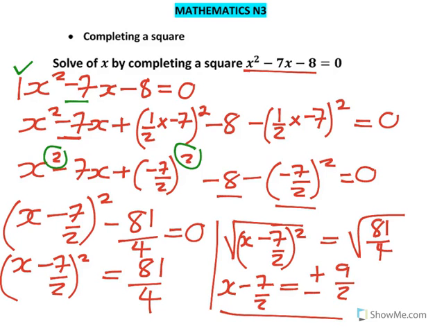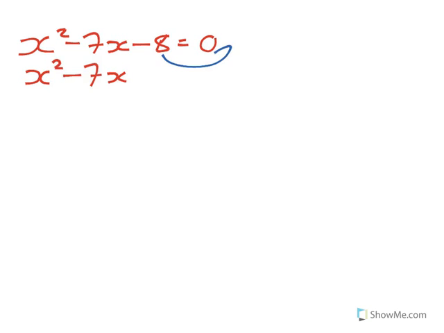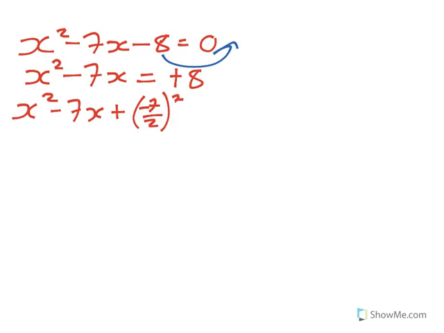I want to quickly show you the other alternative that you could have done. Remember, it's x squared minus 7x minus 8 is equal to 0. You can say x squared minus 7x, you make the 8 jump, it will become equal to positive 8. You do the same thing we did, x squared minus 7x plus half the coefficient of x squared like previously, but now you say equal to 8 plus negative 7 over 2 squared.